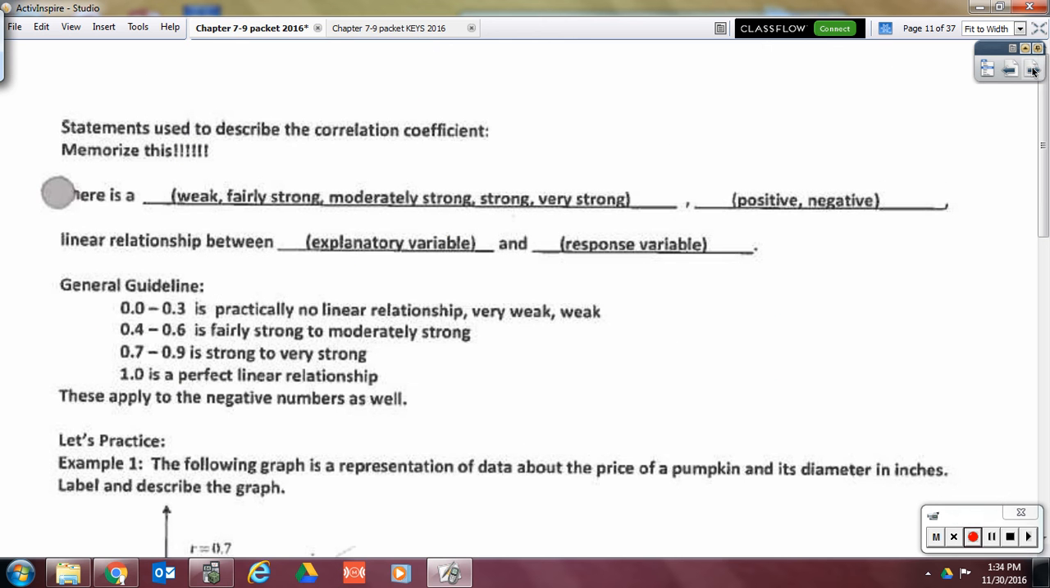All right, moving on. Now we have a saying that we need to have memorized, just like how we had our slope saying memorized and our interpret the y-intercept saying memorized. There is a song, of course, for this. The first thing that we want to talk about is the strength. We want to talk about the strength of the relationship between the two variables. Is it weak, fairly strong, strong, moderate, those kinds of things. I have a guideline which you kind of need to memorize. So let's think about these.